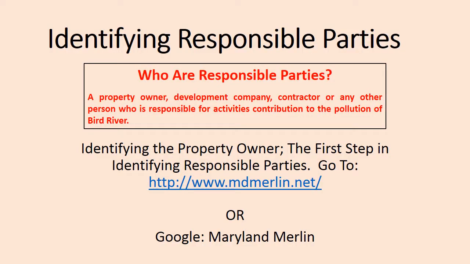So, what is a responsible party? Well, these folks used to be called polluters, but this label tends to get in the way of solving problems. Frequently, responsible parties are not aware that a problem exists or the impact it has on others. In most cases, the responsible party is the person or corporation that owns the land on which a pollution source is located, and the Merlin website provides the easiest way to determine property ownership.